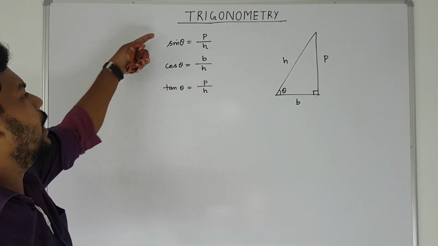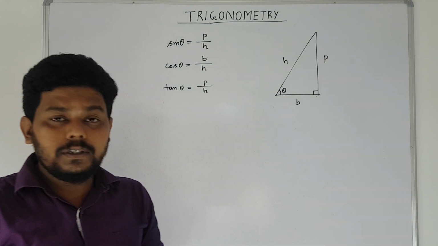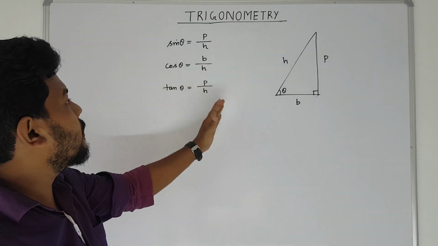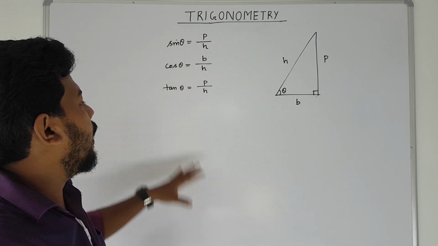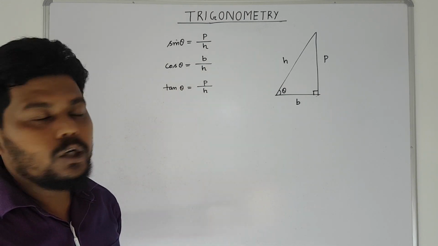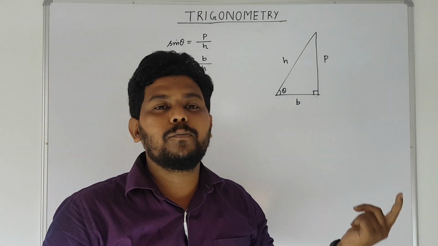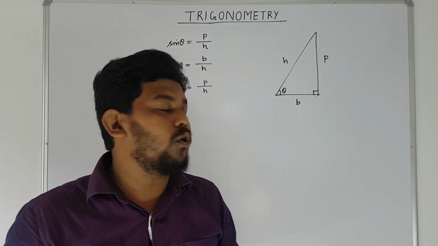If you know sine, cos and tan, you can easily find cosec, sec and cot, because cosec is the reciprocal of sine, sec is the reciprocal of cos and cot is the reciprocal of tan. So if you know these 3 relations, you can easily find their reciprocals, that is cosec, sec and cot.